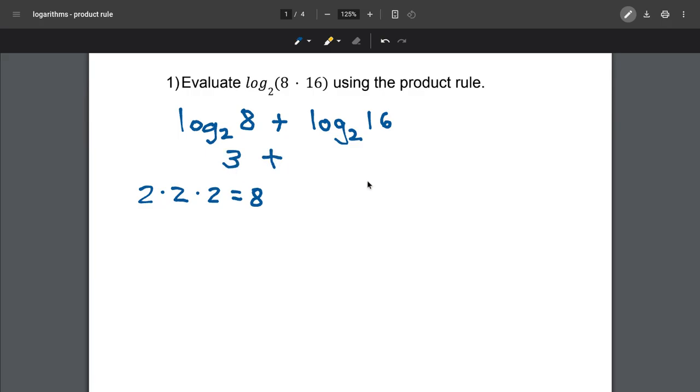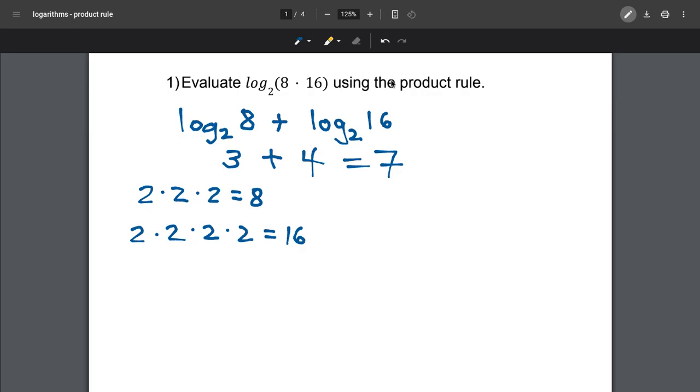plus, now log base 2 of 16 is going to be 4 because 2 times 2 times 2 times 2 equals 16. So there's 4 2's multiplied together. So this is going to be 4. So 3 plus 4 equals 7. So this one evaluates to 7.